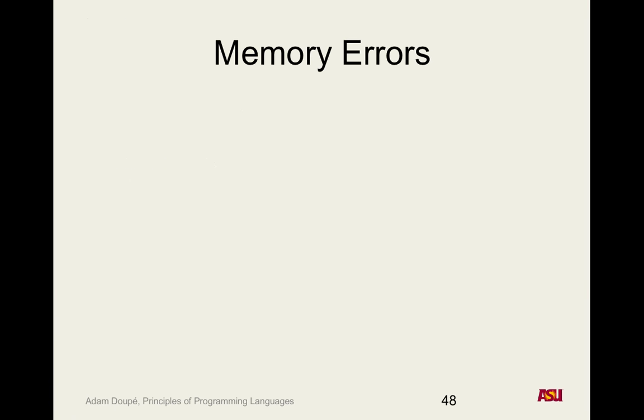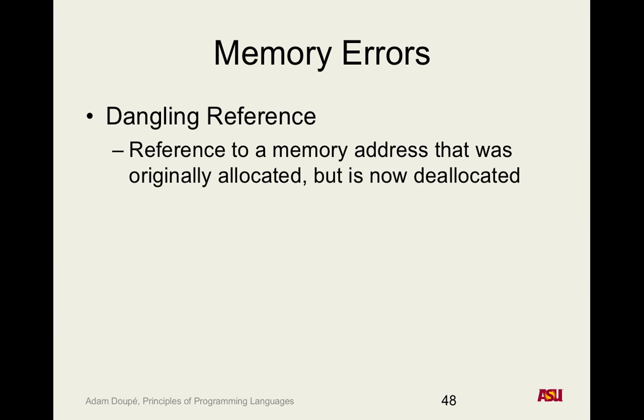All right. Okay, memory errors, super fun errors. So there's basically two classes of memory errors we're going to talk about here. One is what we call a dangling reference. This is when you have a reference to a memory address that was originally allocated at some point, but is now deallocated. So now it doesn't really refer to anything valid. If you think of it like in the circle box diagrams, you have a value in there that doesn't point to any box. It just points somewhere, right? So it's dangling. It doesn't have something that it's actually pointing to.